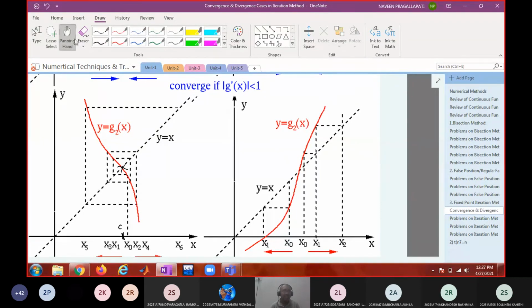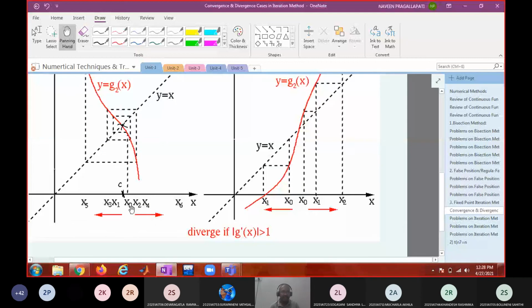We started with an initial approximation which is very much nearer to the root, but see where the sequence is taking us: x naught, next where is x1, x2, x3, x4, x5, x6. We are not coming closer to C. We are diverging away from C.